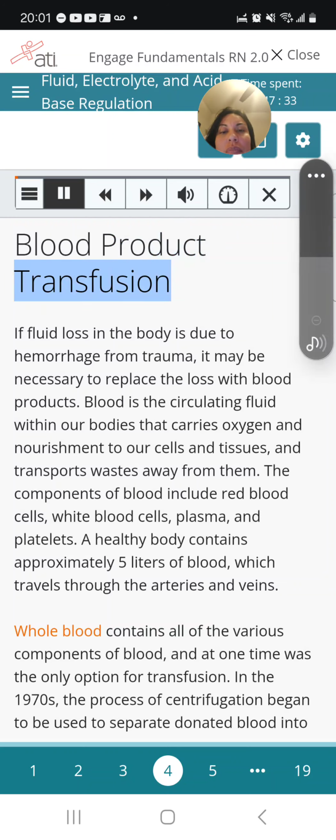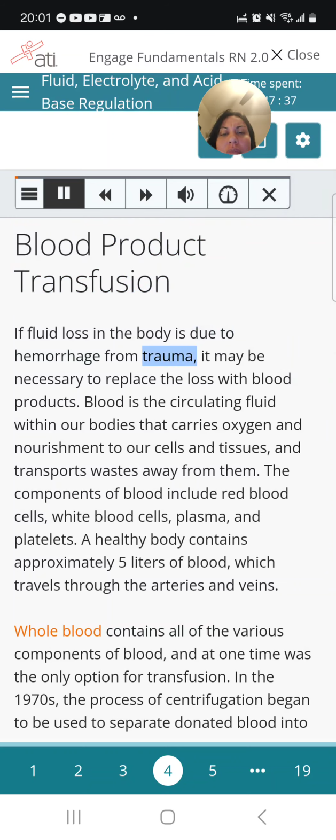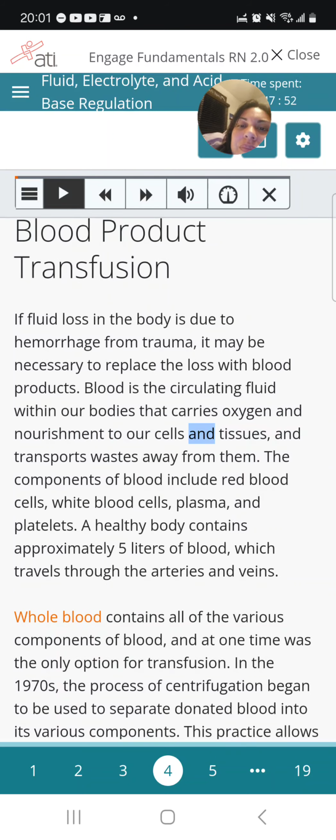Blood product transfusion. If fluid loss in the body is due to hemorrhage from trauma, it may be necessary to replace the loss with blood products. Blood is the circulating fluid within our bodies that carries oxygen and nourishment to our cells. Okay, so if fluid loss in the body is due to hemorrhaging from trauma, it may be necessary to replace the loss of blood with products.